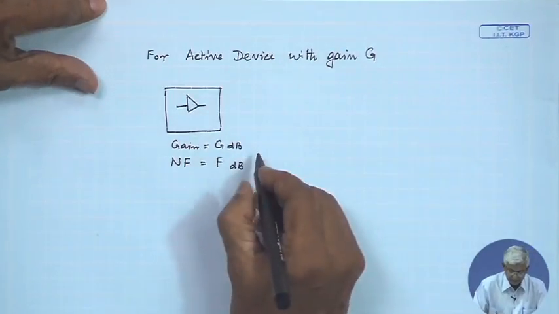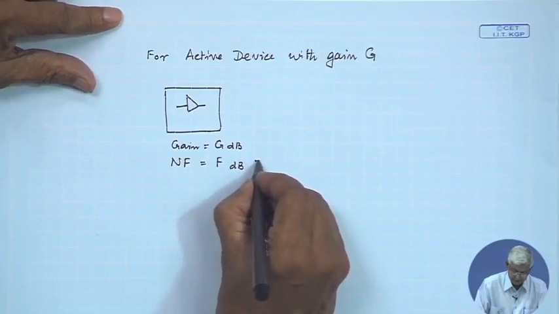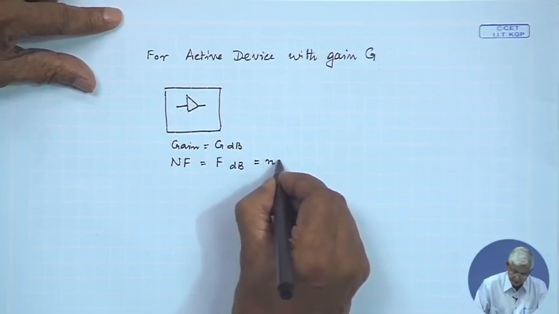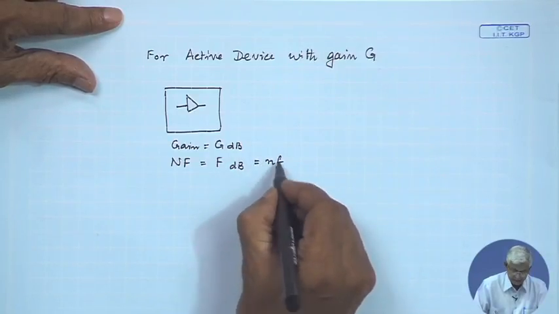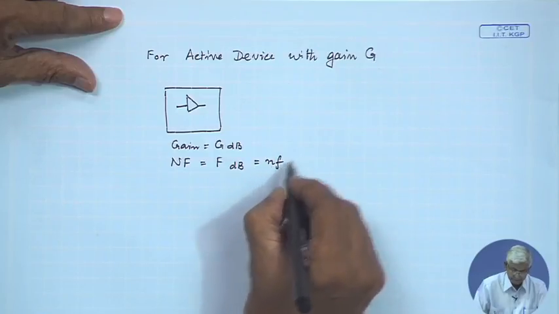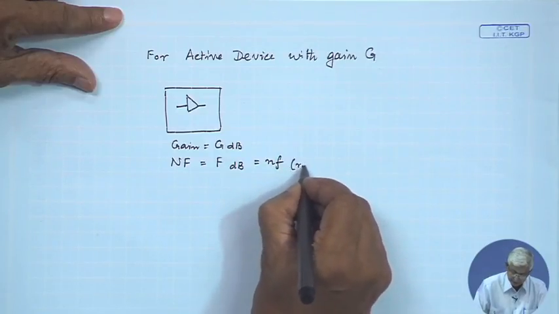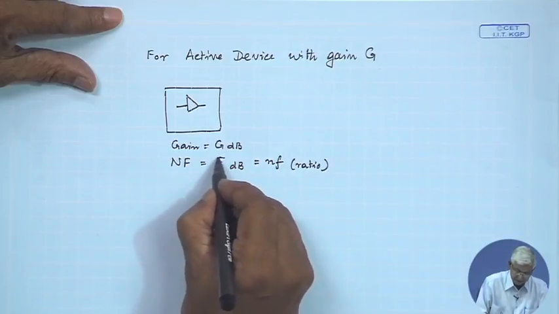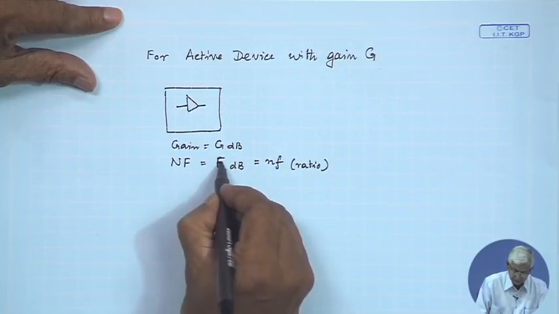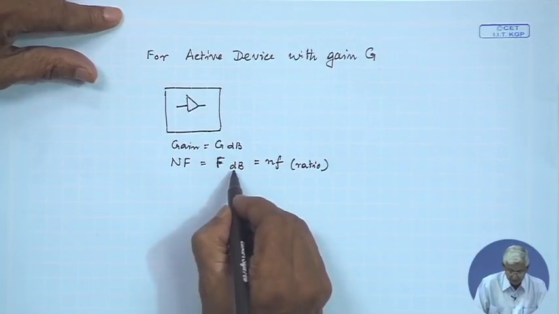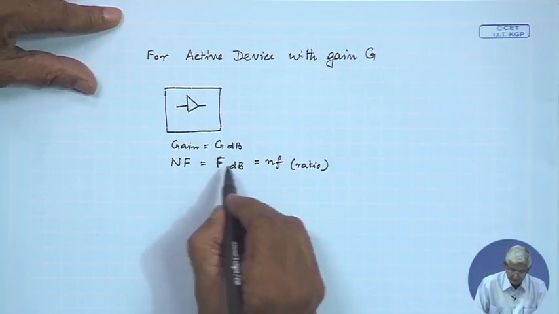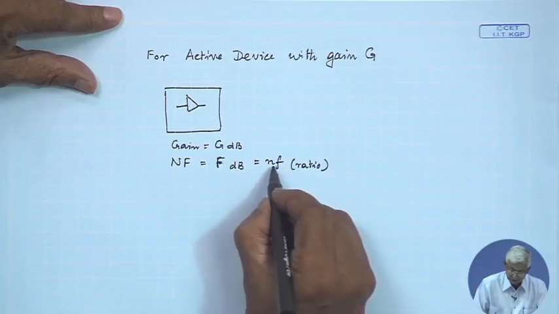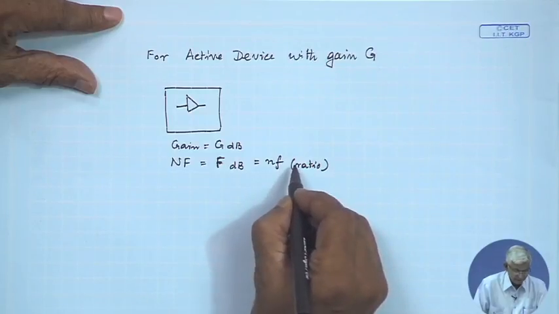Earlier I was using capital F always. Just to distinguish, I will convert into small nf. I am writing noise figure in ratio, just to differentiate. Normally these are the nomenclature people use. So, capital F is normally in dB and denotes the noise figure. When it is converted into ratio, I am writing it as a small nf.